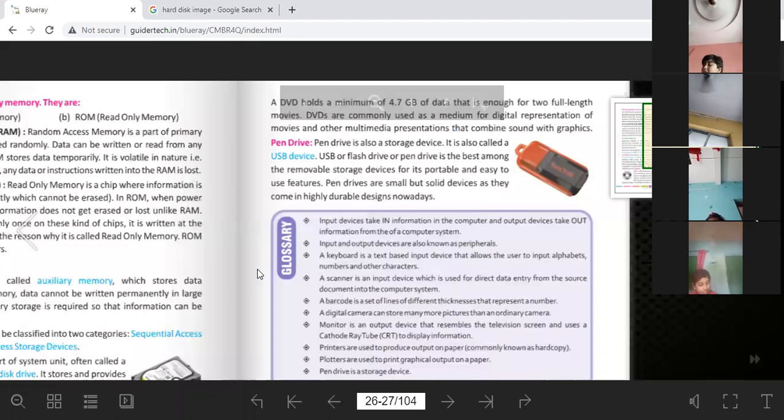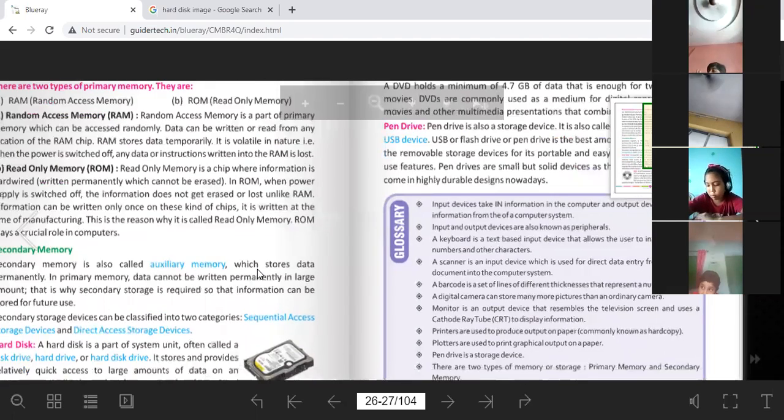And the last comes the pen drive. Pen drive, we have all seen the pen drive. We use pen drive. So pen drive is also a storage device. It is also called a USB device. USB or flash or pen drive is the best among the removable storage devices for its portable and easy to use feature. Pen drives are small but solid devices as they come in highly durable design nowadays.